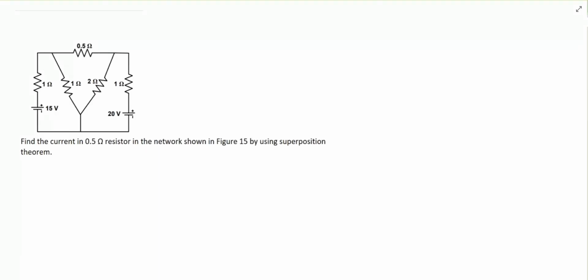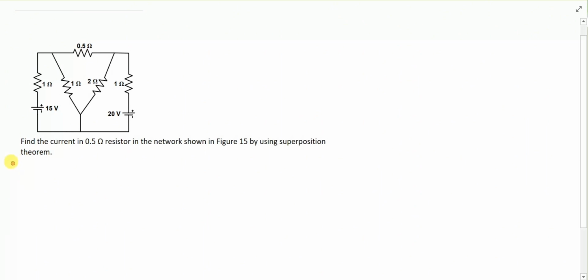Let's start another problem using superposition theorem. In the problem, it has asked to identify the current in the 0.5 ohm resistor using superposition theorem. So there are two voltage sources, one is of 15 volt and another one is of 20 volt.